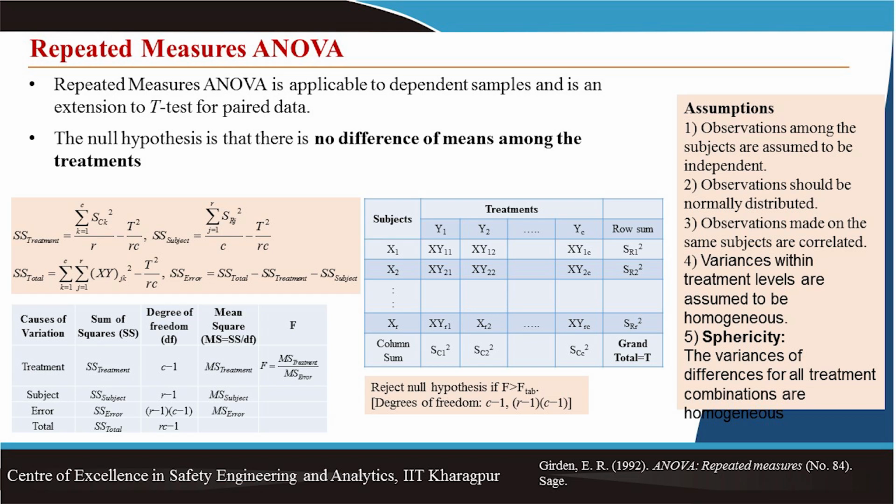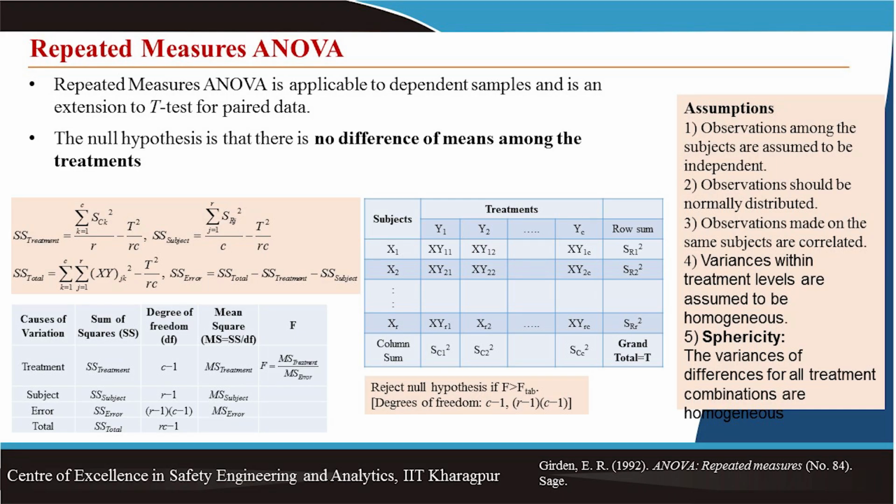So, you need to block that part of the individual variance, and only then will you be able to find out whether the treatment effects are significantly different or not. So, for that purpose the repeated measures ANOVA is used. ANOVA is analysis of variance.